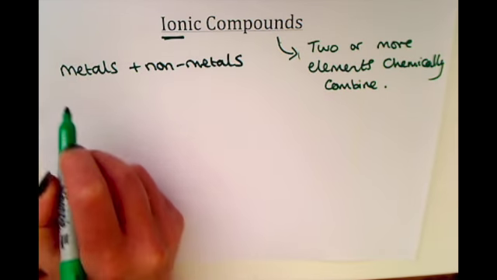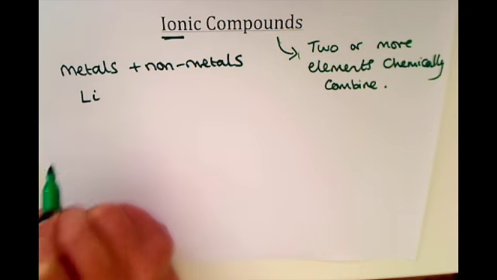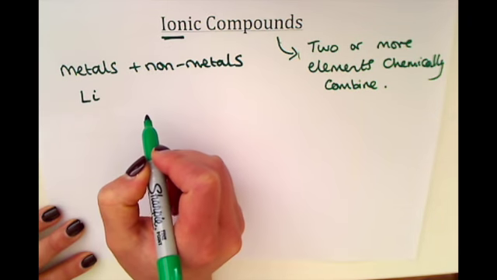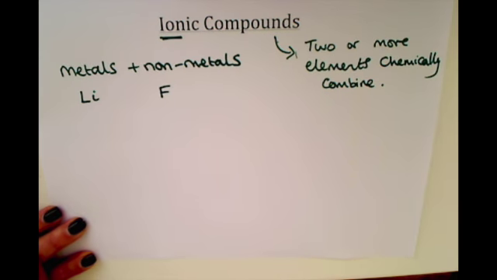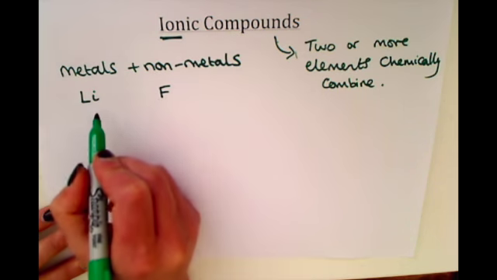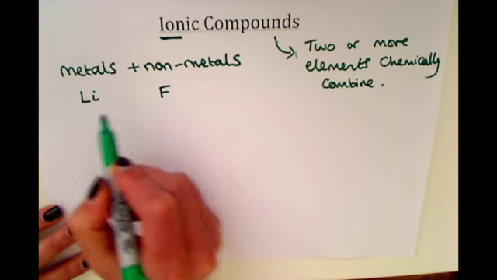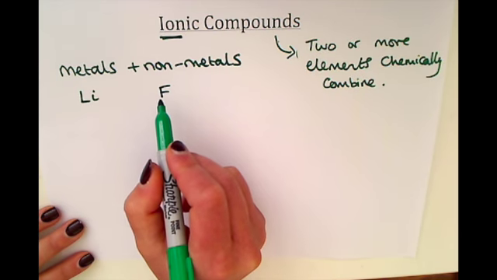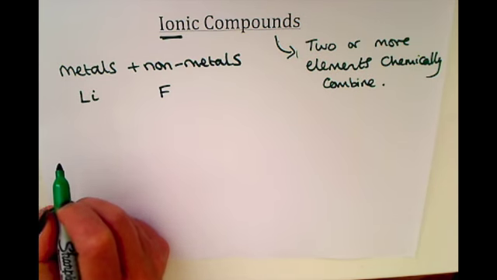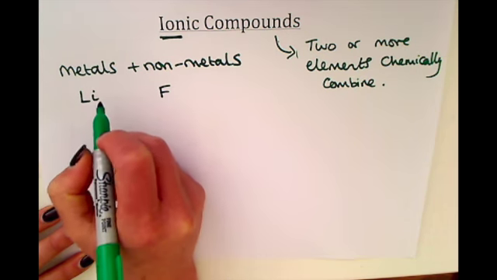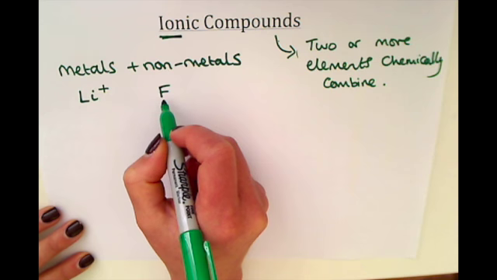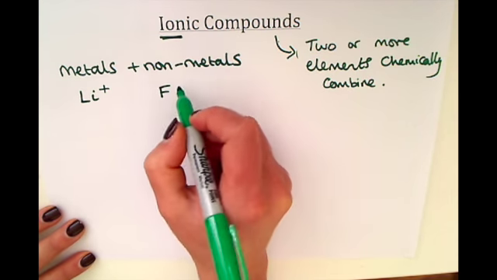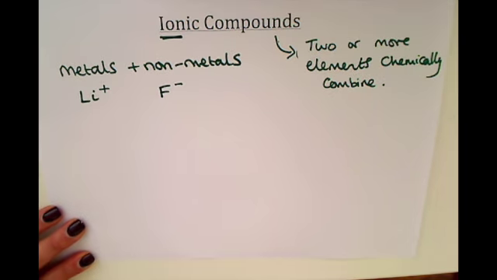For example, you could have the metal lithium, and that could be ionically bonded to a non-metal, for example fluorine. So we could simply write the ions in short form by looking at the group that the lithium and the fluorine are in. Lithium is in group 1, so it will give away 1 electron and become a plus ion. Fluorine is in group 7, so it will gain an electron and become a minus ion.